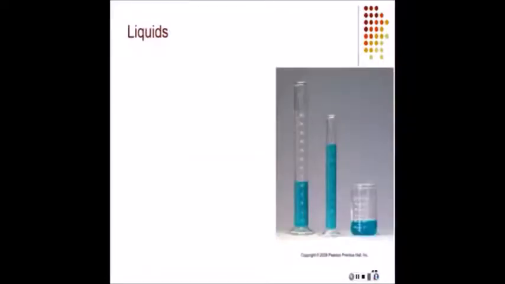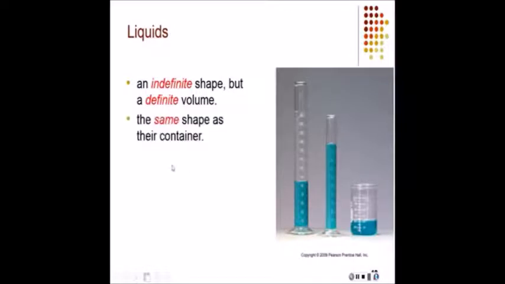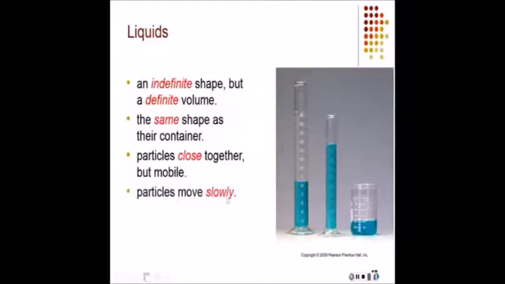Liquids, on the other hand, have an indefinite shape, but a definite volume. So the shape of a liquid is just the shape of the container it's in. But the volume doesn't change. In the example here, they're pouring that blue liquid in. No matter what they pour it into, they're going to get the same volume. The particles are close together, like in a solid, but they're able to move around each other, so the particles are mobile. And again, they move slowly, but they move faster than that of a solid.